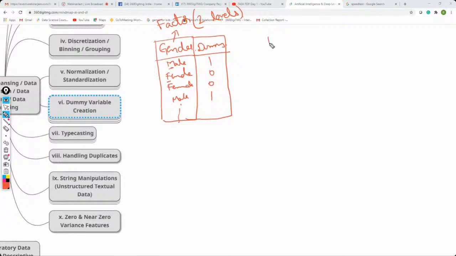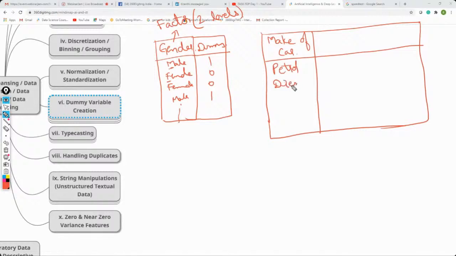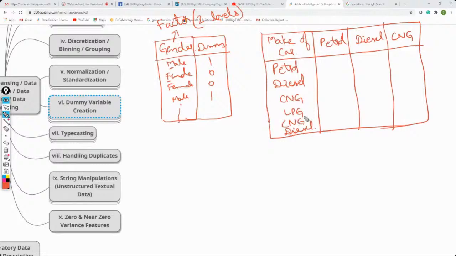Let us say there is another variable called make of car. And in make of car, say you have a lot of variants such as petrol variant, diesel variant, CNG, LPG, so on and so forth, then CNG, then diesel. In that way, you say you have the data. Then you create dummy variables. You create petrol, diesel, CNG. You need not create for LPG. Why? I'll explain.